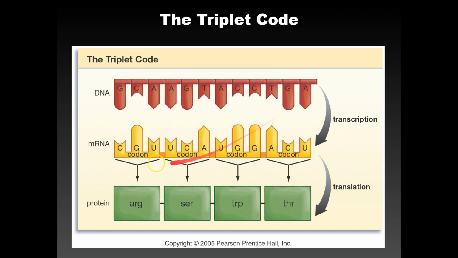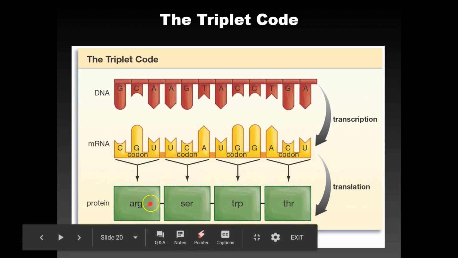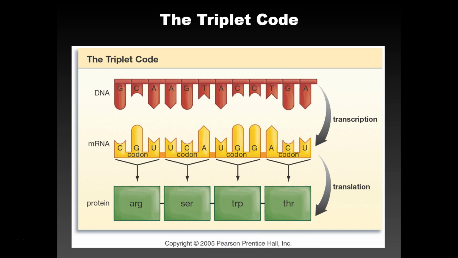So here's your DNA, here's your RNA transcript, and this CGU specifies arginine, and UCA specifies serine, and UGG specifies tryptophan, and ACU specifies threonine. So you have 3 letters of DNA specifying each one amino acid.